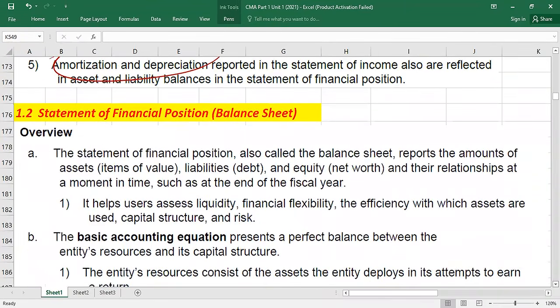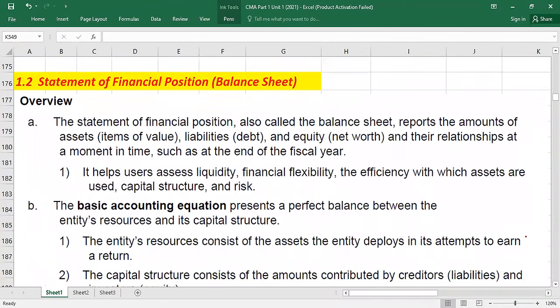Now guys, we are going to talk about the statement of financial position, the balance sheet. Okay guys, refresh yourself for 2 minutes because now we are going into definitions. For 2 minutes, relax yourself, then we will continue. Let me read that, please.